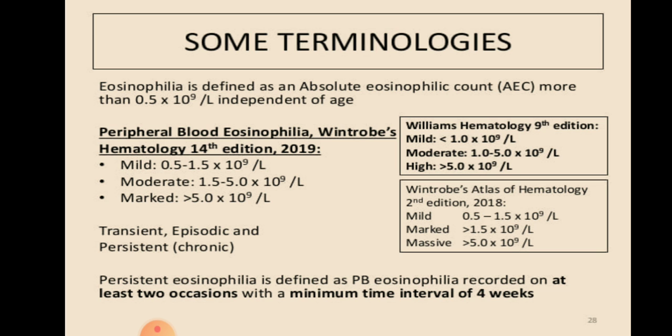Peripheral blood eosinophilia is called mild when it is 0.5 to 1.5 into 10 to the 9 per liter. Moderate is 1.5 to 5 into 10 to the 9 per liter of blood. Marked is greater than 5 into 10 to the 9 per liter of blood. Persistent eosinophilia is defined as peripheral blood eosinophilia recorded on at least 2 occasions with a minimum time interval of 4 weeks.